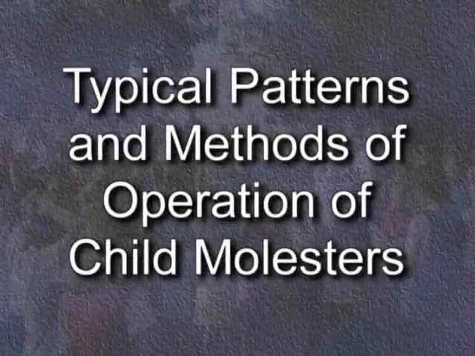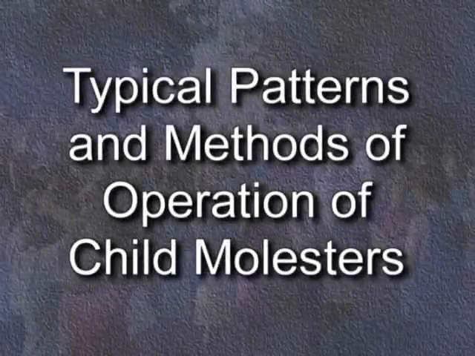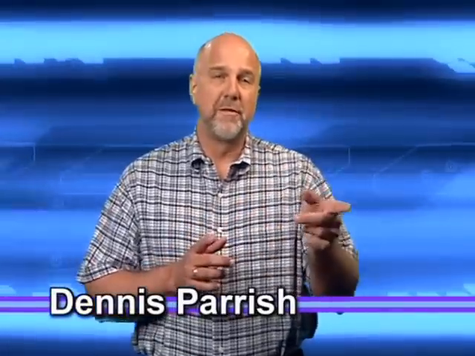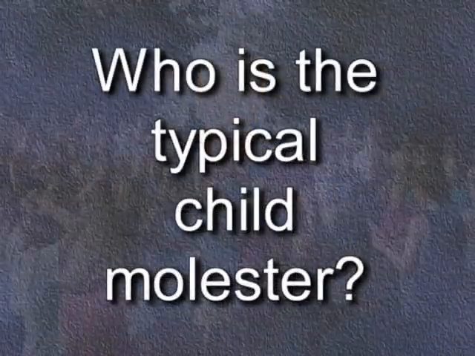In this segment, we will identify typical patterns and methods of operation of child molesters. A child molester is described as a person older than the victim, male or female, who engages in any type of sexual act with a child. The majority of child molesters are male. Who is the typical child molester?